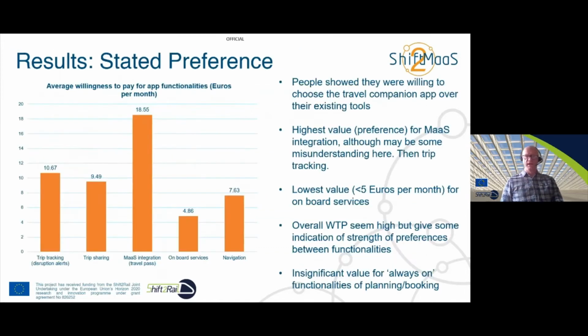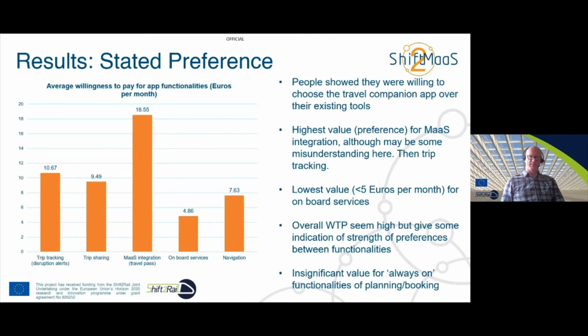Next slide. And then in terms of the actual stated preference experiment, what you can see here are the willingness to pays that we got from the survey for the different functionalities. So these willingness to pays measure people's strength of preference for these different functionalities in terms of how much they would be willing to pay in euros per month for these functionalities within the app. So you can see, what was interesting and reassuring to note is that people were willing to choose the app. It would have been easy for people just to click that they weren't willing to purchase the app in any of the scenarios that they were presented with, but people did show that they were willing to consider paying for the app and the various different functionalities.